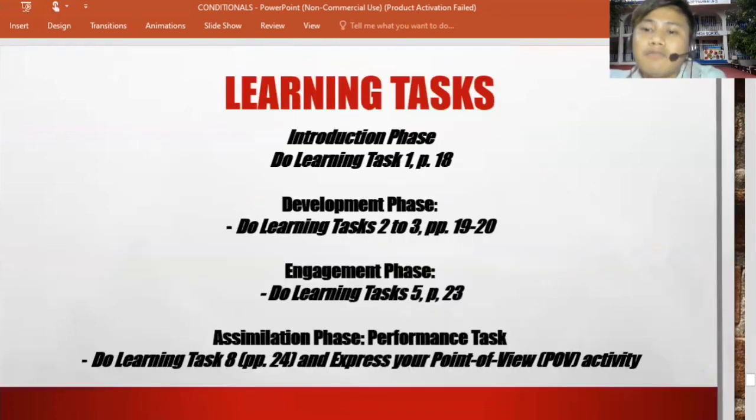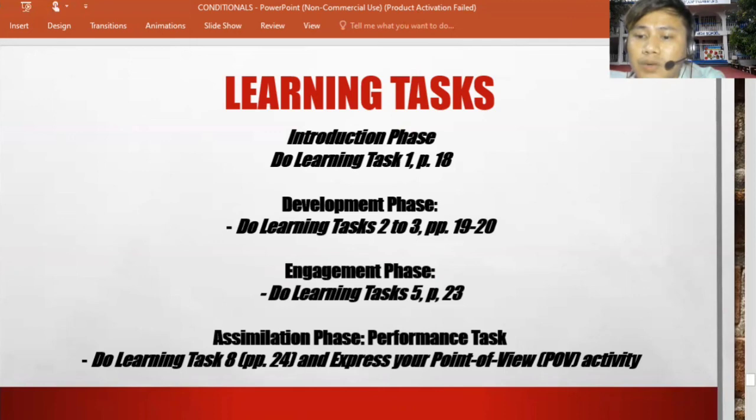So now let's move on to our learning tasks. You only have 6 activities or tasks to be working with. Under introduction, you are going to do learning task number 1. It's on page 18.